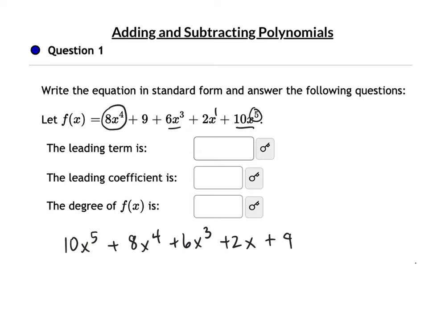The leading term then is this. The whole thing is the term, 10x to the 5th. The leading coefficient is the 10, the number in front when you write it in standard form. And the degree of this polynomial, when you have multiple terms, the degree is the highest degree term. In this case, it's 5.